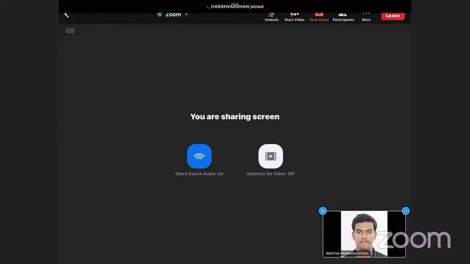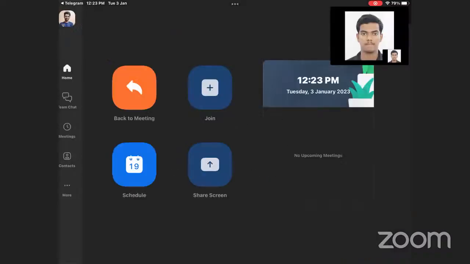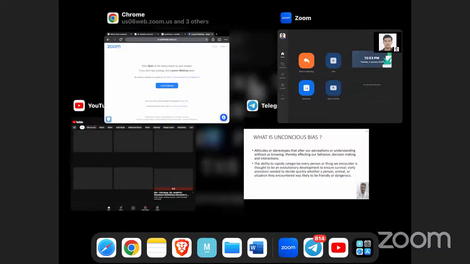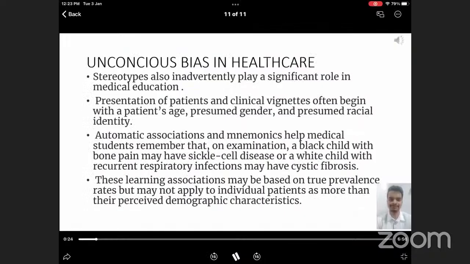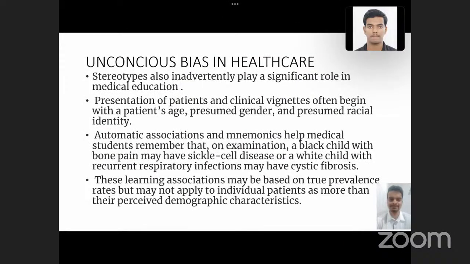Unconscious bias in healthcare. Stereotypes also inadvertently play a significant role in medical education. Mnemonic associations help medical students remember that on examination, a black child with bone pain may have sickle cell disease, or a white child with recurrent respiratory infection may have cystic fibrosis.